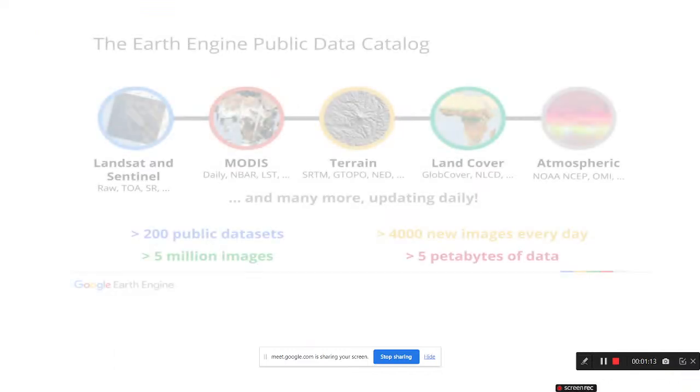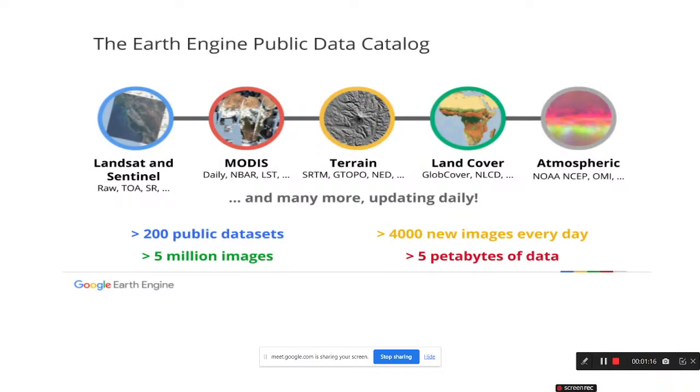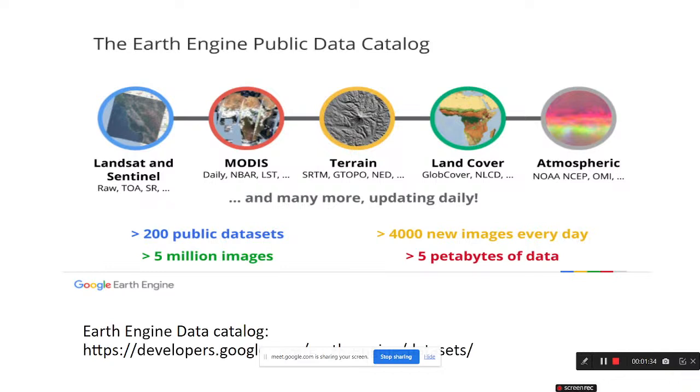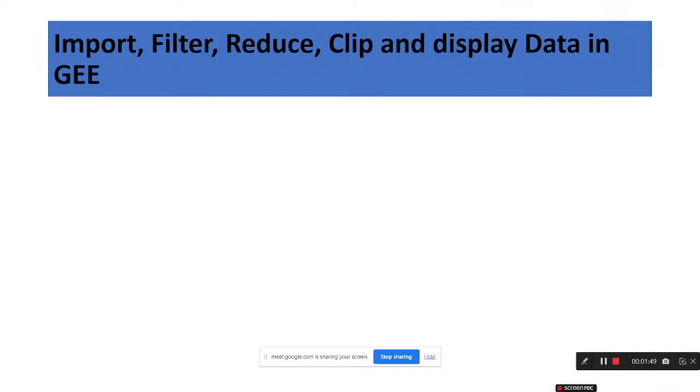Okay, so let's go. So first of all, the Earth Engine public data catalog. From this public data catalog, we can easily get all of those remotely sensed data, such as Landsat, Sentinel, MODIS, the different types of DEM data, land cover data, atmospheric data, all of the data sets. We can get all of those from this link, Earth Engine public data catalog, or we can also access this link from the Earth Engine code editor. From the search bar, we can simply click browse data catalog and easily find this link. So this time I will show you how you can import, then filter, reduce, clip, and display data in the Google Earth Engine platform.